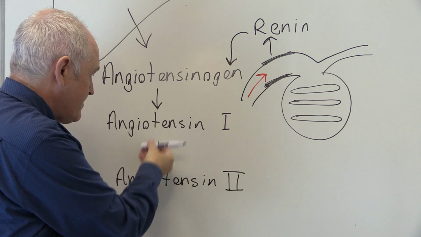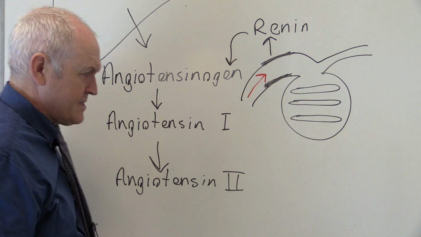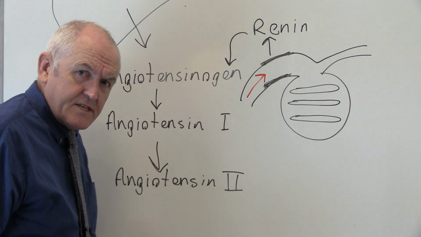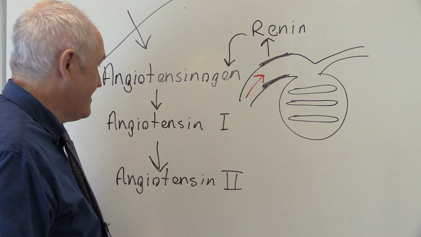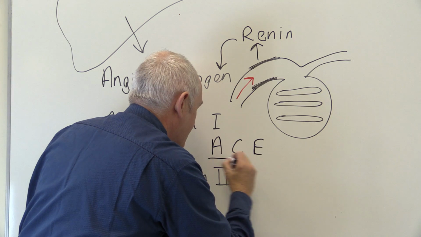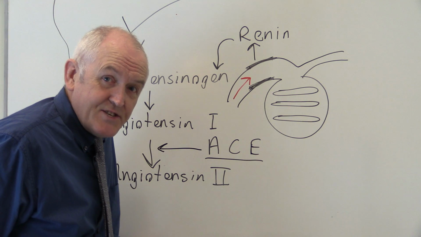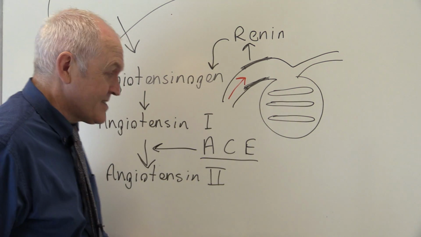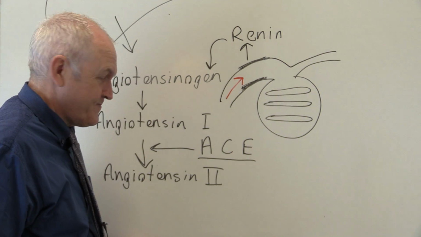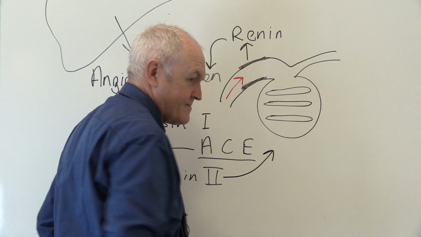All it does is a couple of amino acids are clipped off this. So this is a smaller peptide of only 8 amino acids. But of course this won't happen without an enzyme. And this enzyme, as we've said, is primarily present in the lungs. And this enzyme is the angiotensin converting enzyme, the ACE enzyme. So the presence of the angiotensin converting enzyme in the lungs converts angiotensin 1 into angiotensin type 2. And the angiotensin type 2 has several effects.